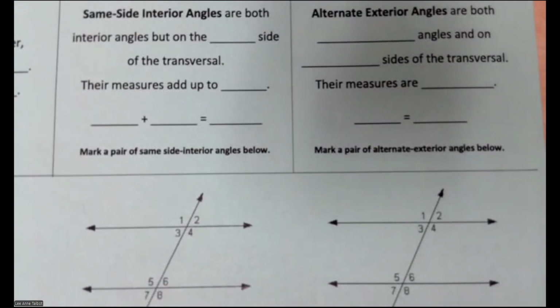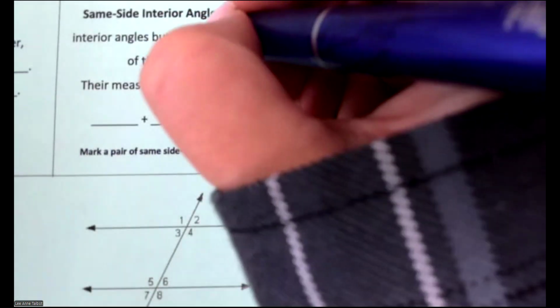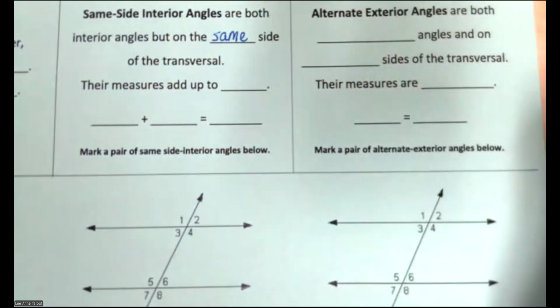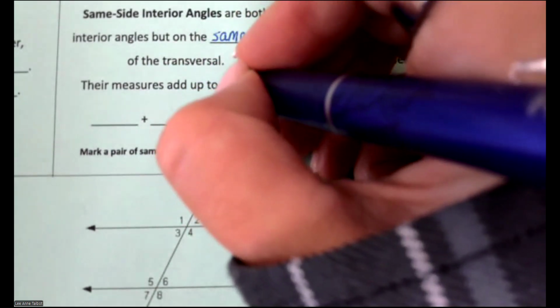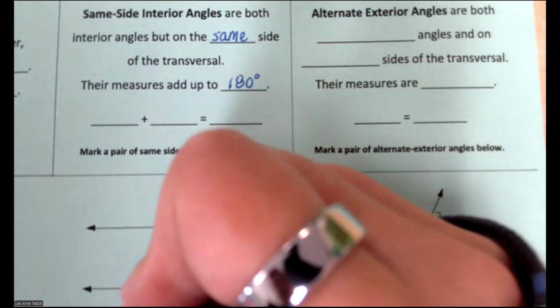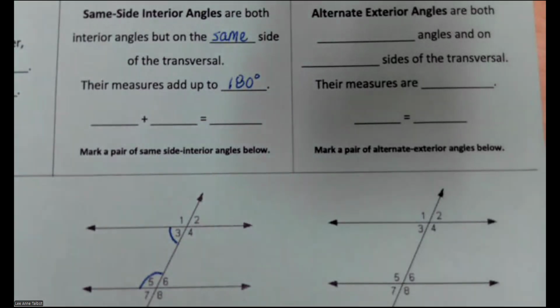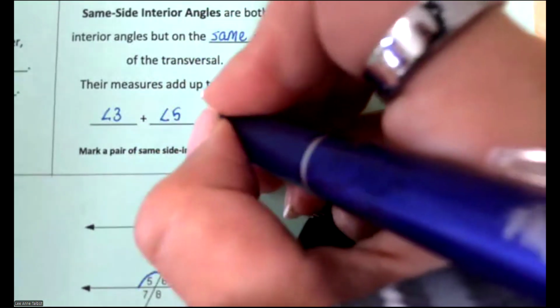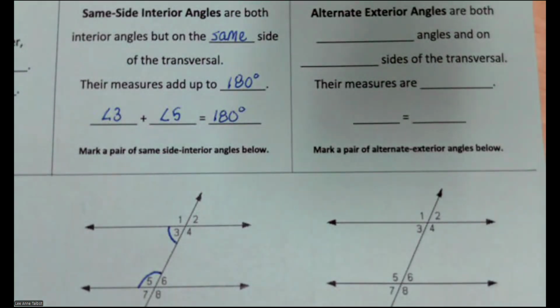All right, last part. Same side interior angles are both interior angles, but are on the same side of the transversal. Their measures add up to 180. I like to pick angle 3 and angle 5 for this diagram. Angle 3 plus angle 5 equals 180.